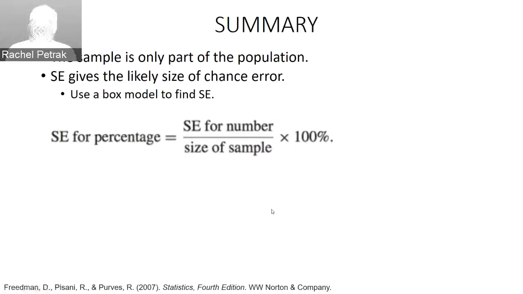In summary, the sample is only a part of the population, so the percentage composition of the sample usually differs by some amount from the percentage composition of the whole population. In probability samples, the likely size of the chance error is given by the standard error. We can use a box model to find the standard error. And when the problem involves classifying and counting, or just taking percents, then there's only ones and zeros in the box. And we can use our standard deviation shortcut.